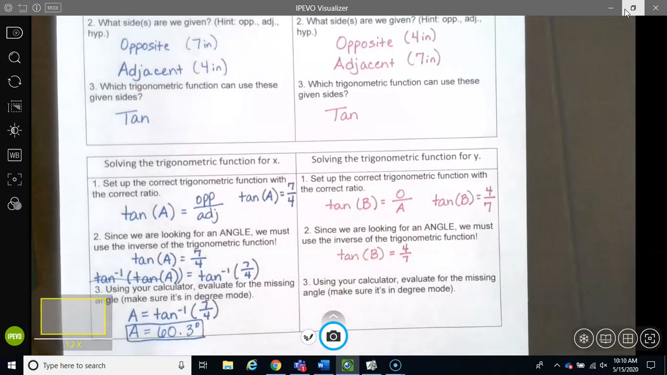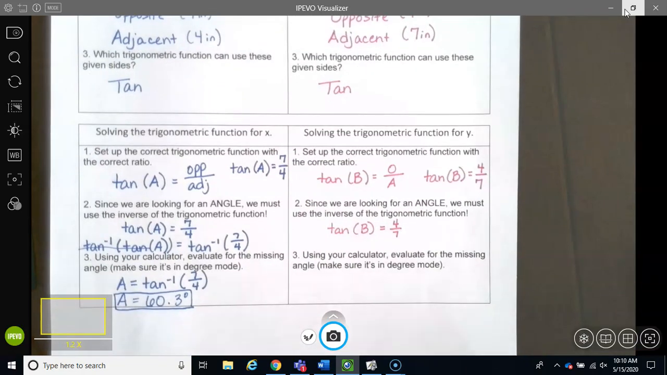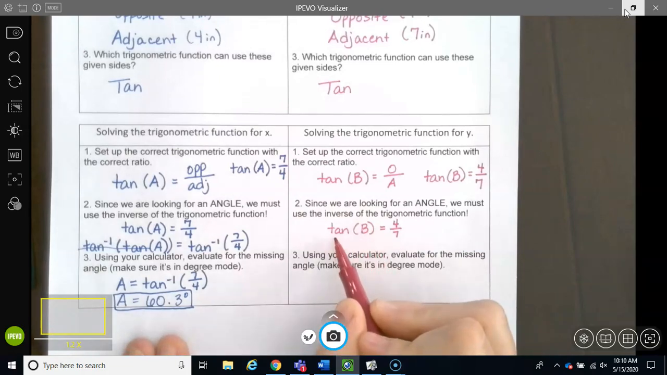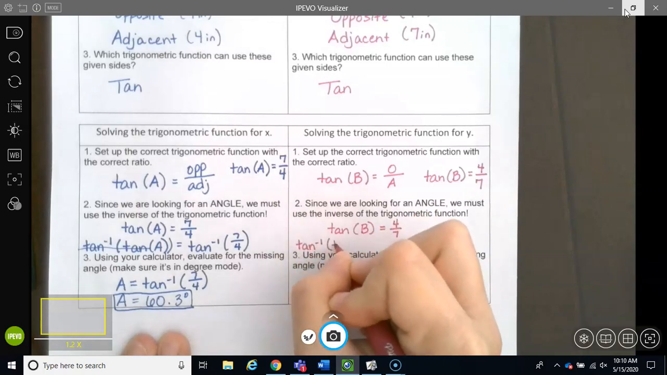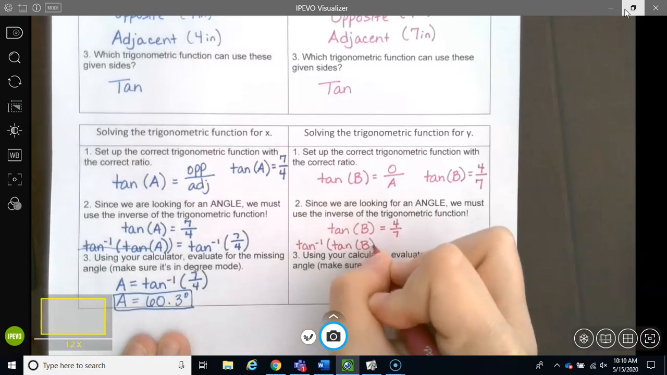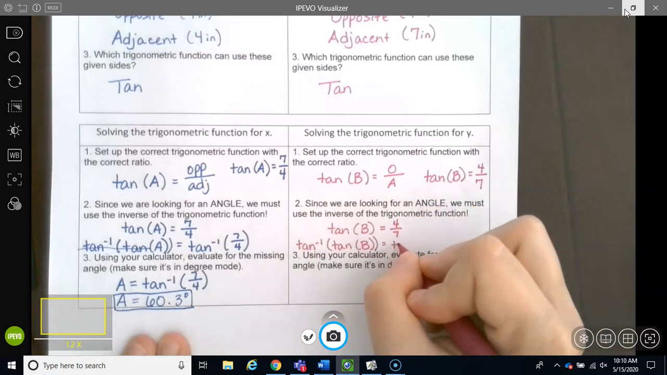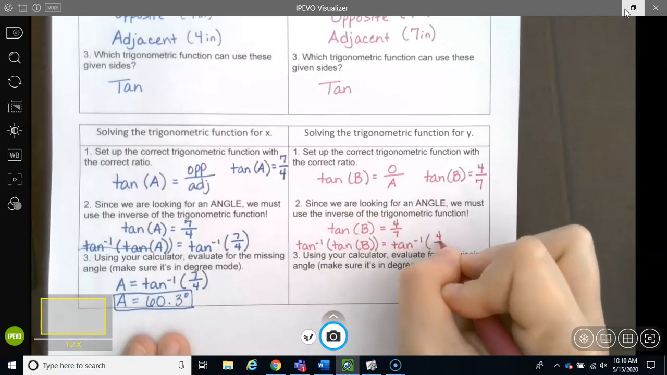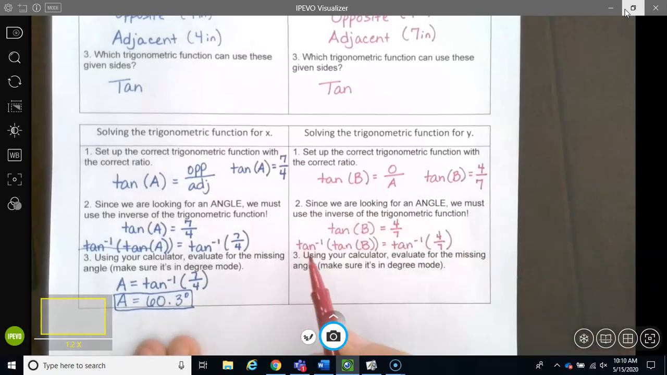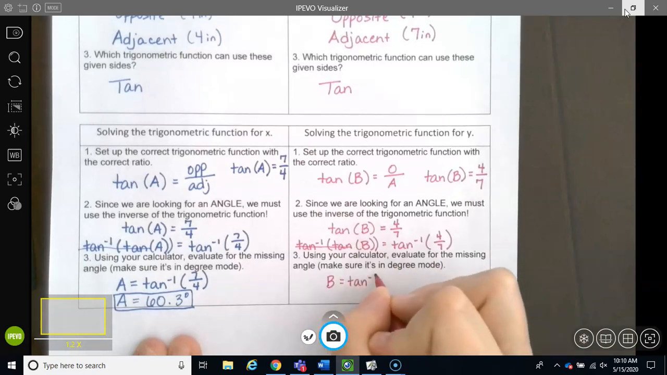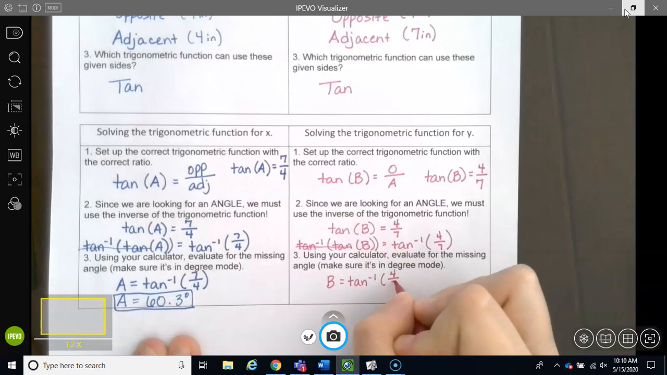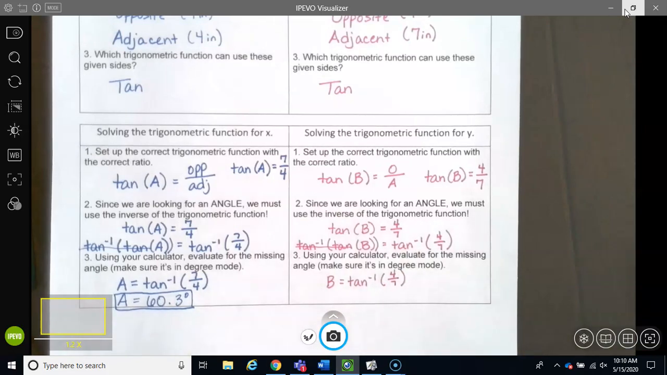And just like with the last problem, we want to get that angle by itself, because that's what we're trying to solve for. So to get B by itself, we need to get rid of the tangent, so we have to do tangent inverse. Whatever you do to one side, you do to both sides. So we're doing tangent inverse of tangent B, and tangent inverse of 4/7. The tangent inverse cancels out the tangent, leaving B equal to tangent inverse of 4/7. And that's what we have to type into our calculator.